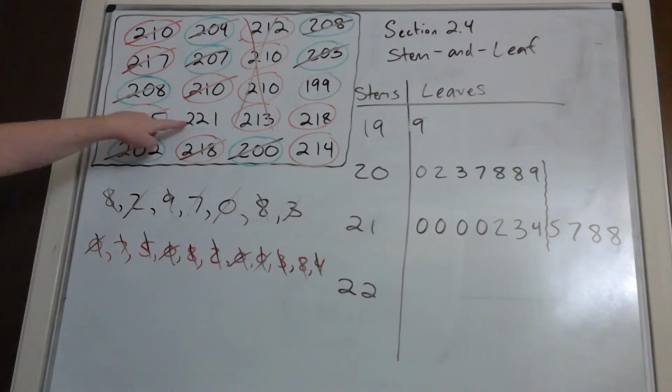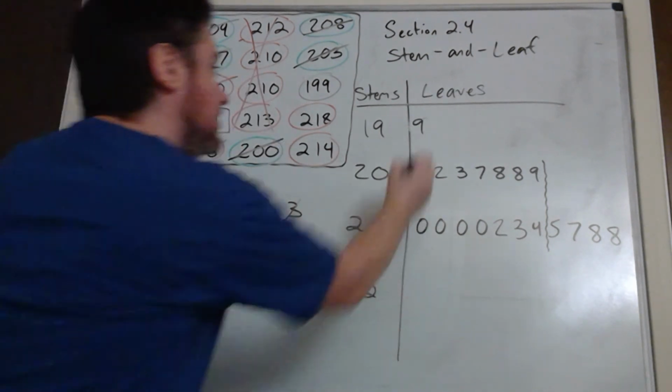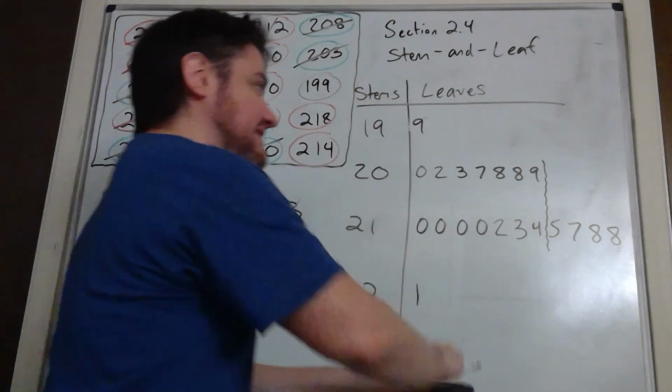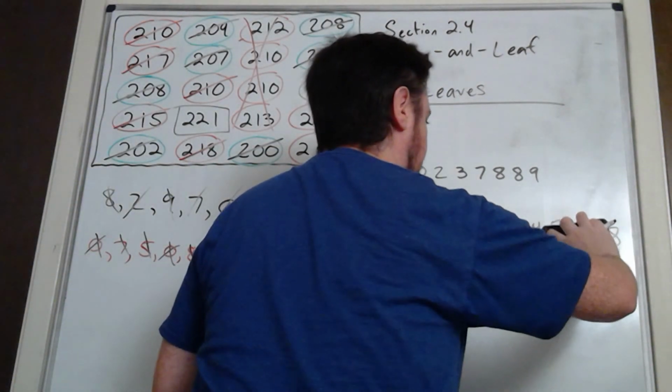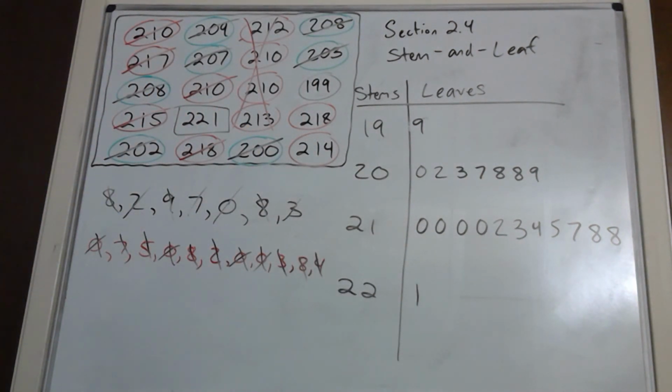And finally, the 22. There's not a whole lot to see. I see that there's only one number right there: 22 followed by a 1. So there's only one leaf, which is the number 1. And there we go. This is my stem and leaf plot right there. So that line was extra. That's what we've got. Okay.